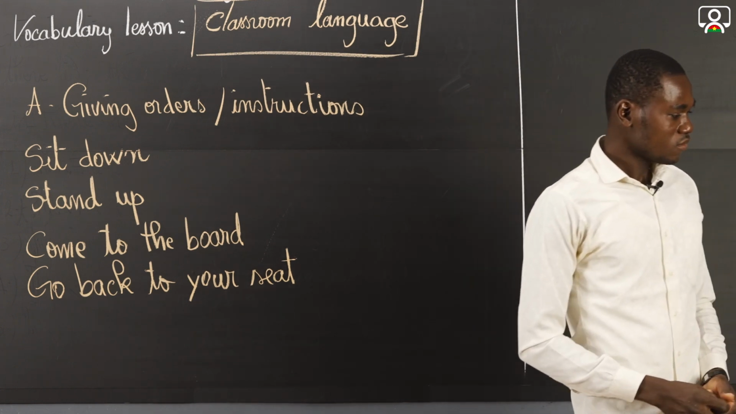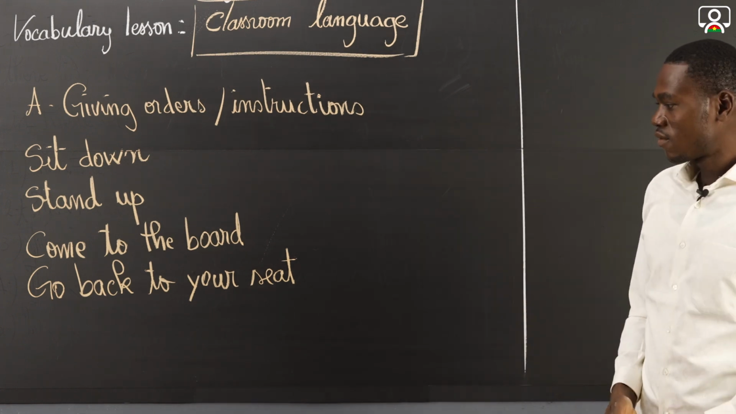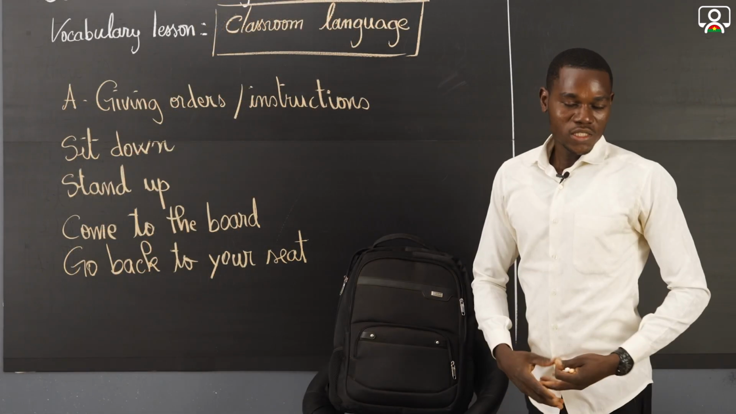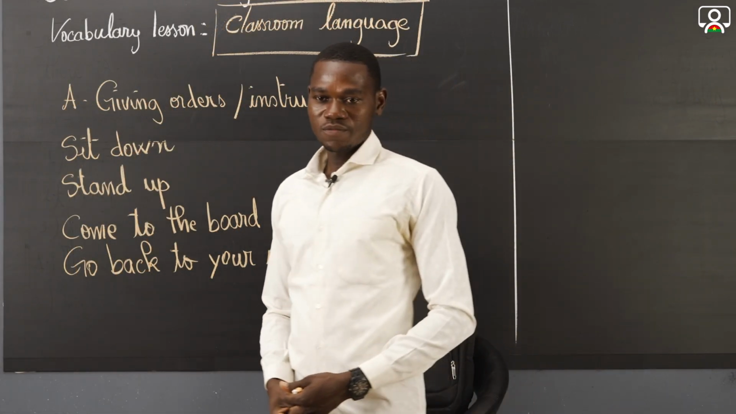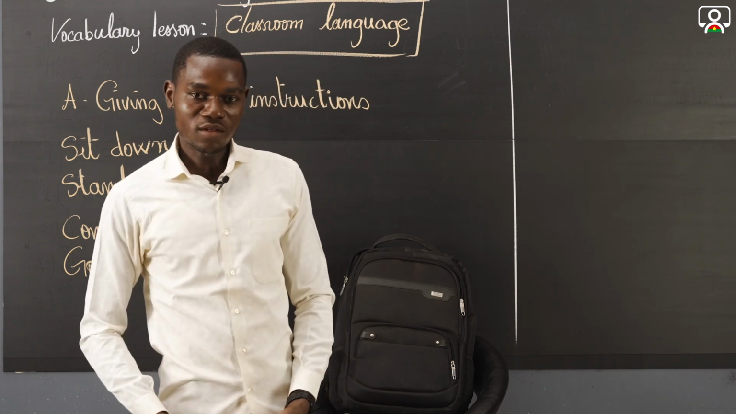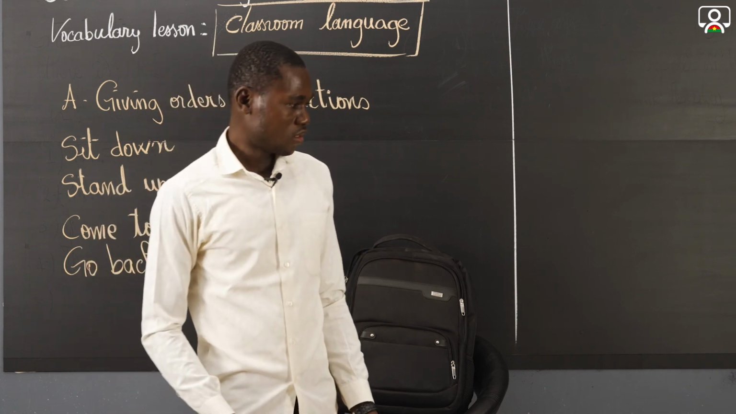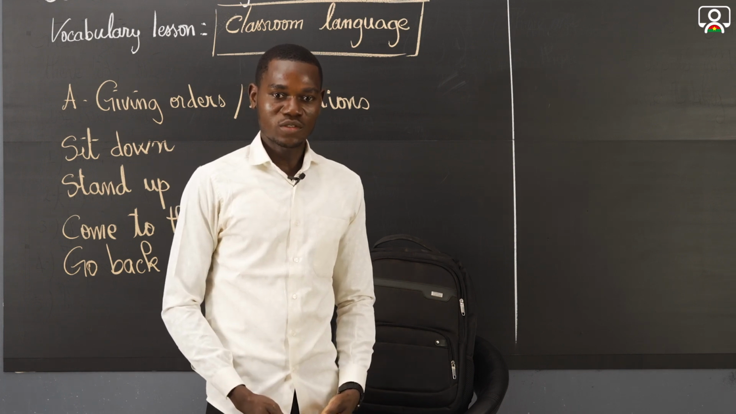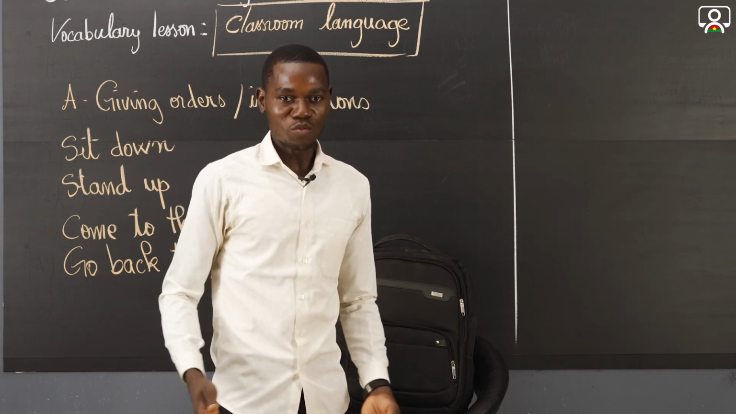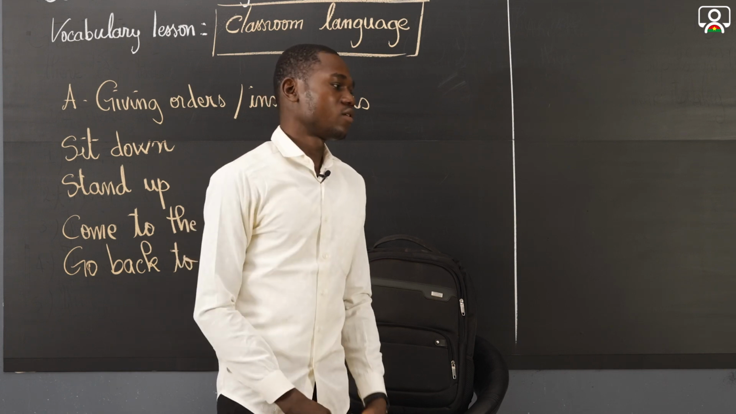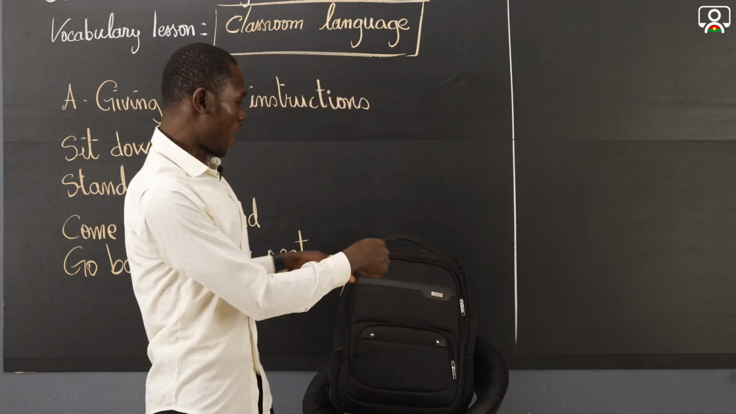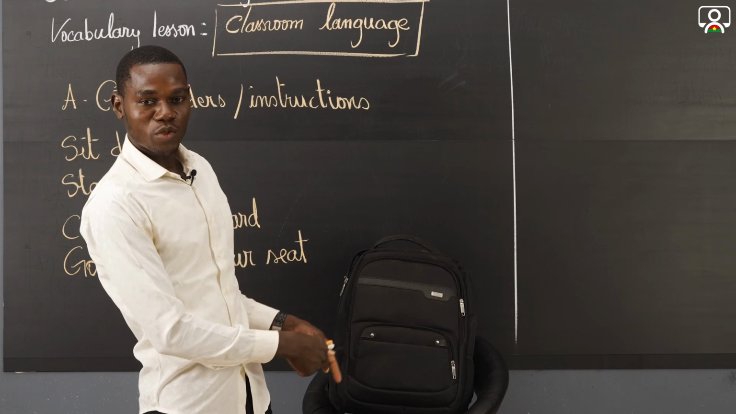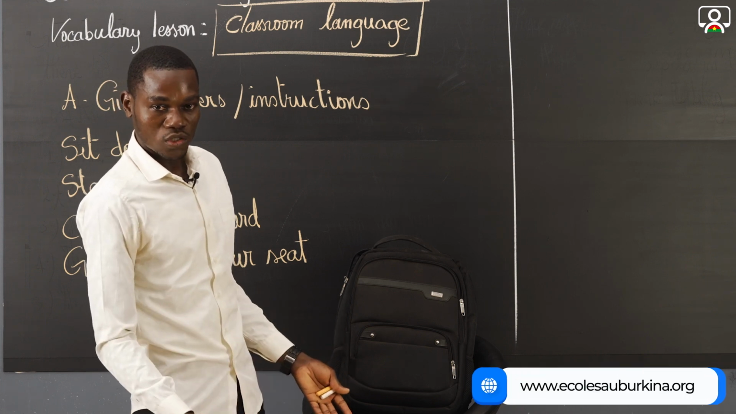Okay. Now, the next instruction is you have a bag, and in your bag there are books and there are copybooks. Okay? Remember, a copybook, un cahier, and a book, un livre. So in your bag there are copybooks and there are books.